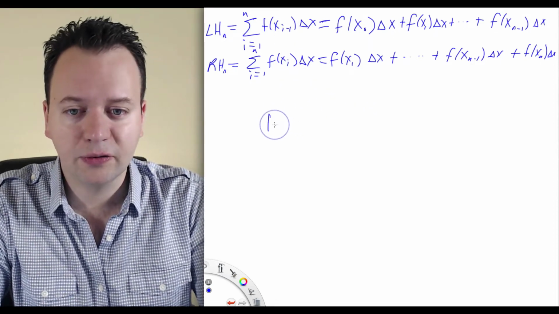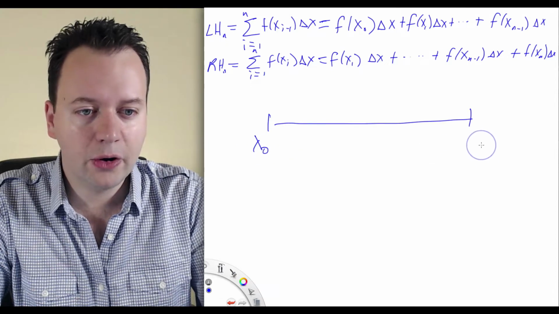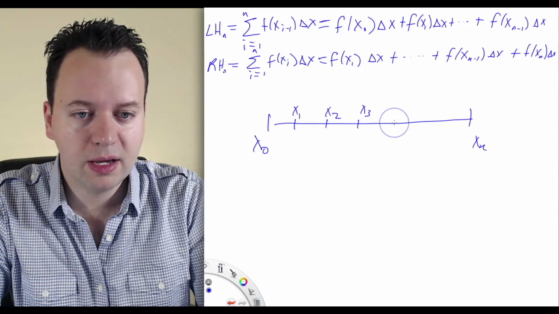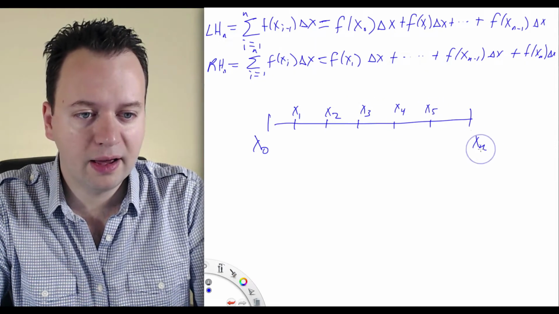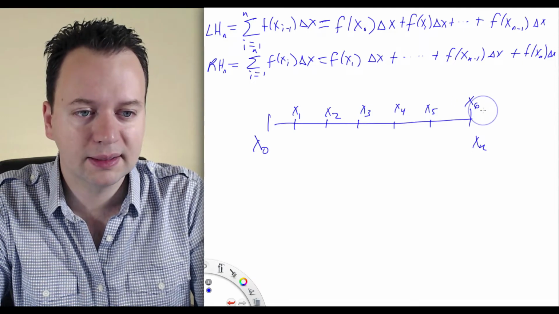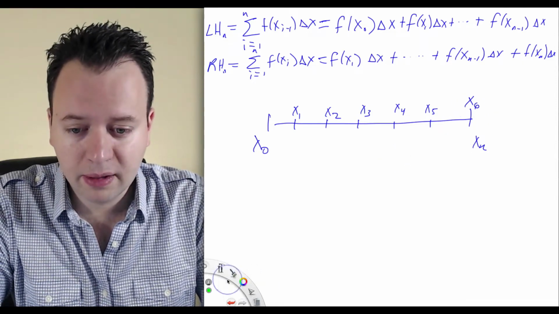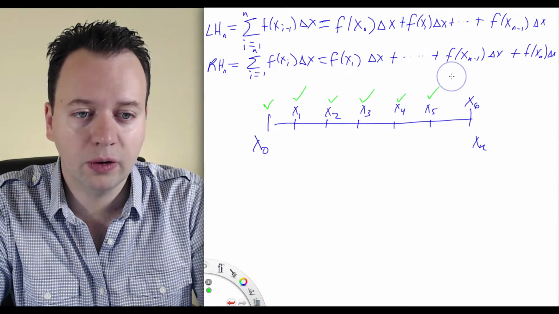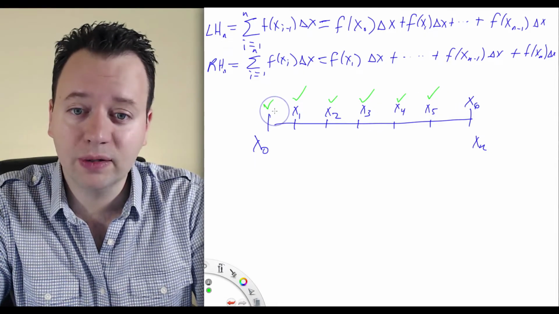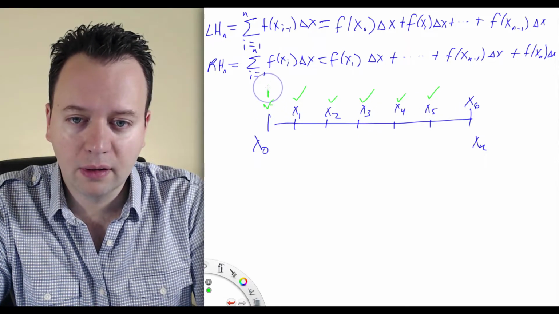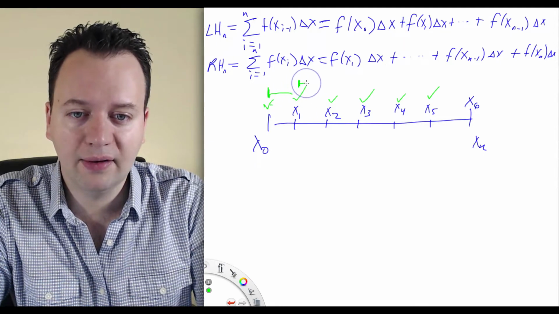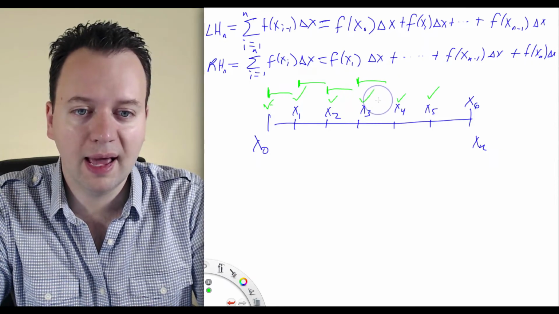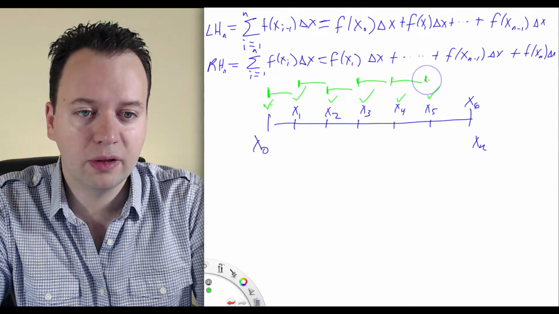Now this makes sense because if we think about x0 to xn, x1, x2, x3, x4, x5, and let's say n is equal to 6, so there's x6. The left-hand Riemann sum is going to use the following points: x0, x1, x2, x3, x4, and x5. Because x0 is the left endpoint of the first interval, x1 is the left endpoint of the second interval, x2 is the left endpoint of the third interval, and x3, x4, x5 are the left endpoints of the fourth, the fifth, and the sixth.